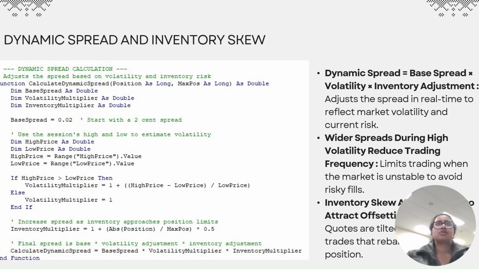So here we're looking at the two helper functions that we've used, which is dynamic spread and the inventory skew. In the dynamic spread, we've given the formula, which is the base spread, which over here is a constant of 2 cents, and we need to multiply it by the volatility and the inventory adjustments. Wider spreads during high trading volume are extremely common, and the VWAP takes care of that. The inventory skew function makes sure that the price at which we acquire the inventory is not too far away from where the market is right now.